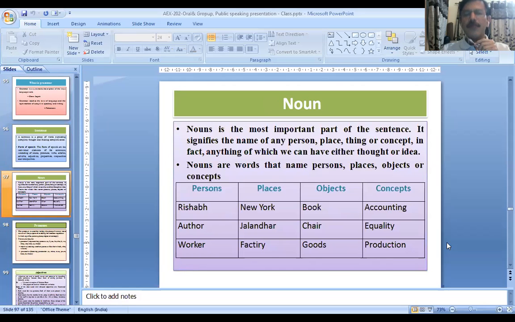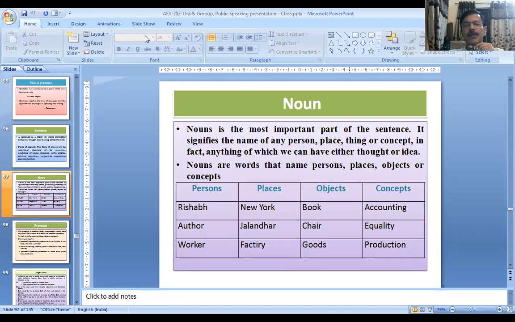So let's start with the noun first. The first part of speech is noun. You are already familiar with nouns. It is an important part of the sentence. It signifies the name of any person, place, thing, or concept; in fact, anything of which you can have either a thought or an idea. Nouns are words that name persons, places, objects, or concepts.